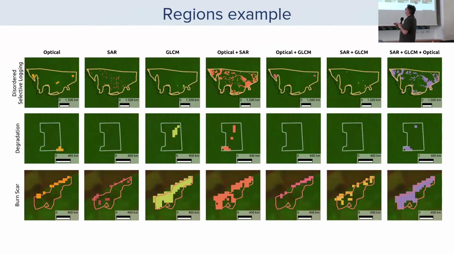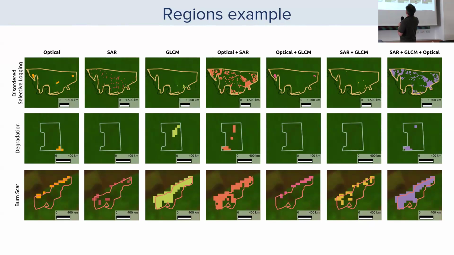This is the kind of thing when you see the burn scar, the optical and SAR. So here's what the optical and SAR get, reasonable. The degradation, the polygons are what the visual interpreter found, and the colored areas are what the different combinations of SAR, optical and SAR, and texture found. So you see, only for burn scars you get reasonable results with the optical and SAR.